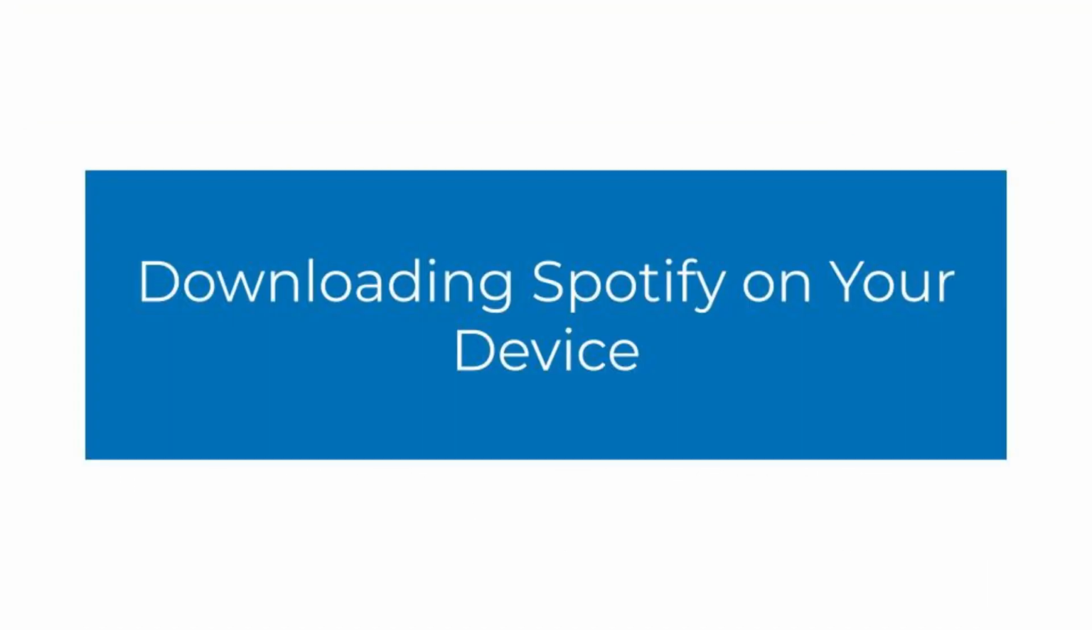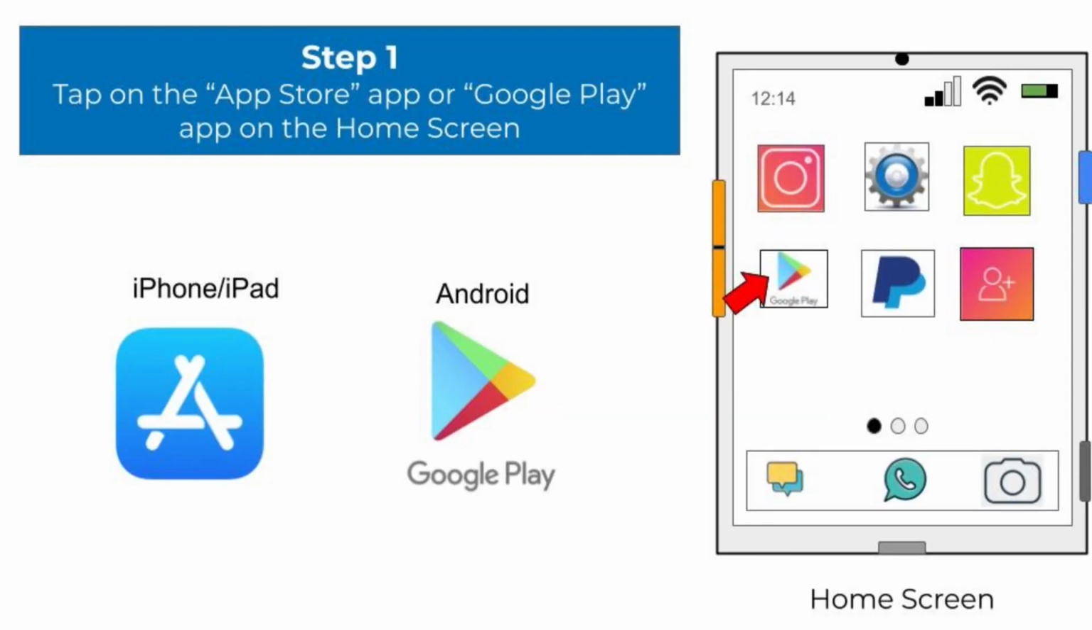Next, I will provide some step-by-step instructions for using the Spotify app. First, we will look at how to download the Spotify app on your device. First, tap on the app to download other apps on your device. For iPhones and iPads, this would be the App Store. For Android phones, such as Google Pixel and Samsung, this would be the Google Play app.